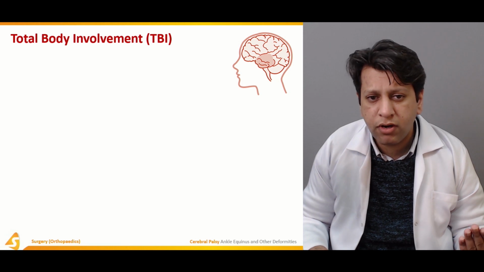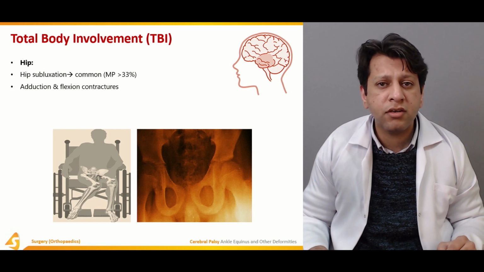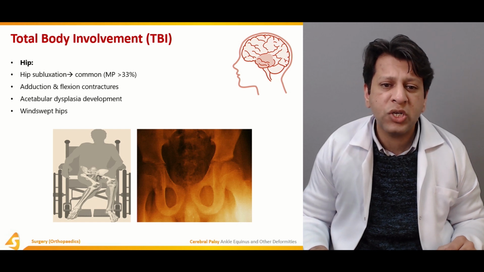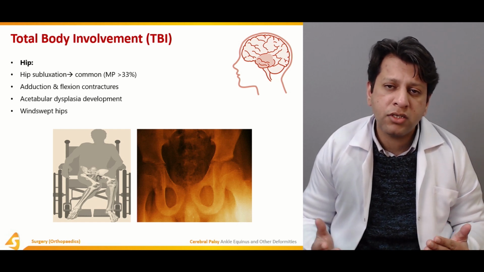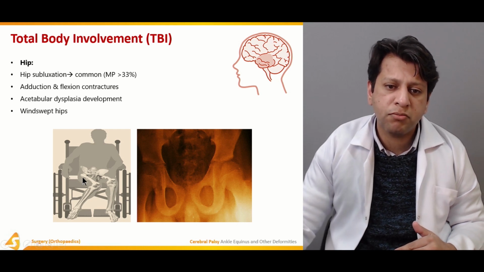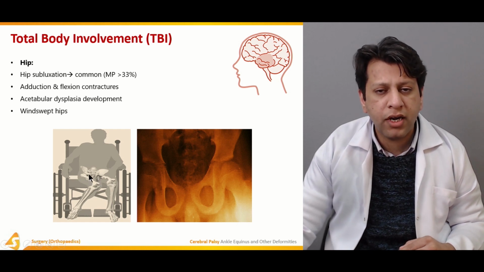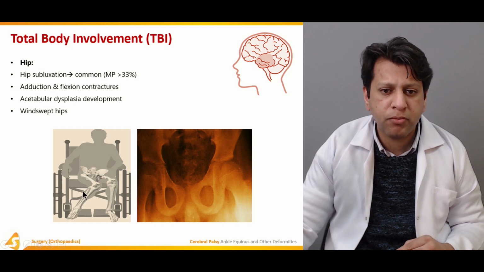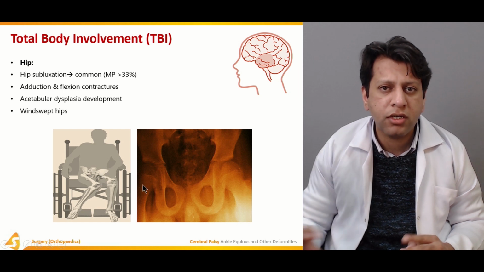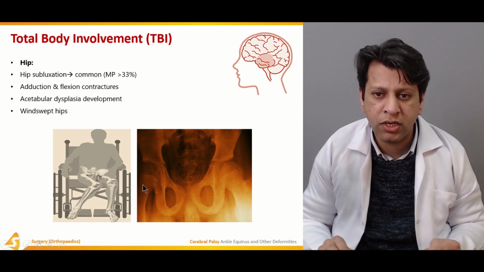Coming to when it's associated with quadriplegia, the problems could start from the neck to the ankle. As I've just told you, at the hip there will be hip subluxations, adduction and flexion contractures, and associated acetabular dysplasia, and it's called a windswept hip. Instead of having a scissoring gait, in a windswept hip it looks as if the wind is carrying both hips towards one direction. One hip is in adduction, internal rotation, and fixed flexion deformity, while on the other hip, instead of internal rotation and adduction, it is in abduction, external rotation, and fixed flexion deformity. This is called windswept hip or the windswept phenomenon.